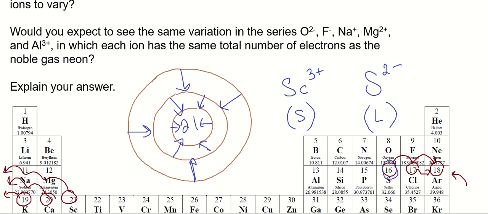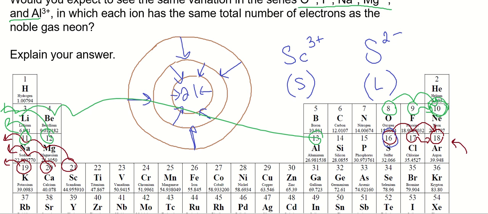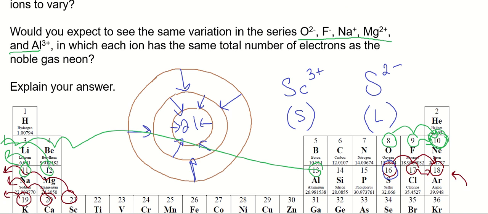All right, second part of this question is, would you expect to see the same variation in this series? Oxide, fluoride, sodium, magnesium, aluminum, same deal, but they're all isoelectronic with neon. All right, so oxygen gains 2 electrons, fluorine gains 1 electron to become fluoride, and then sodium loses 1, and magnesium loses 2, and then aluminum loses 3, and they're all going to have 10 electrons. So it's the same reasoning.